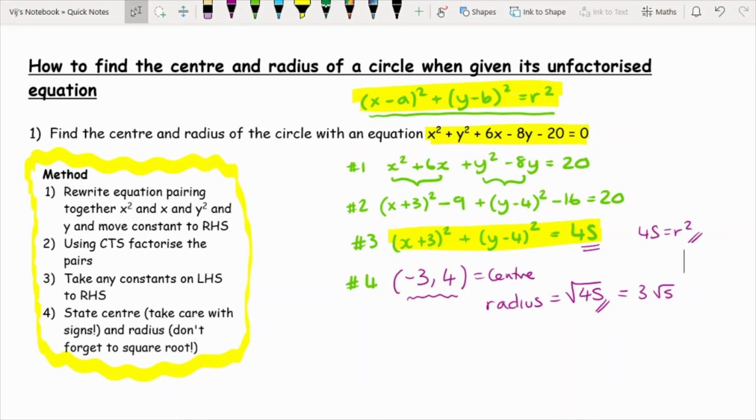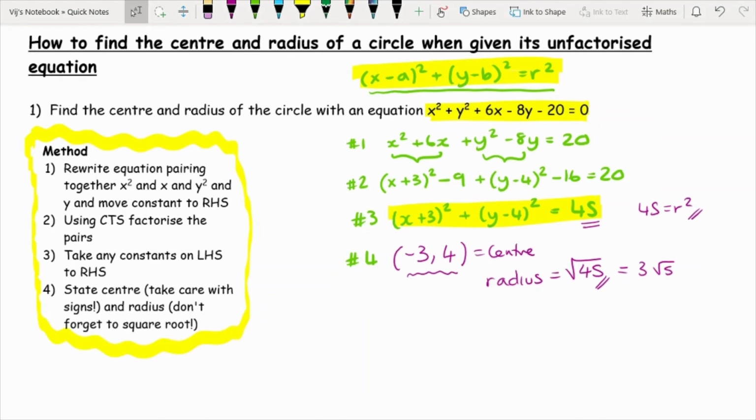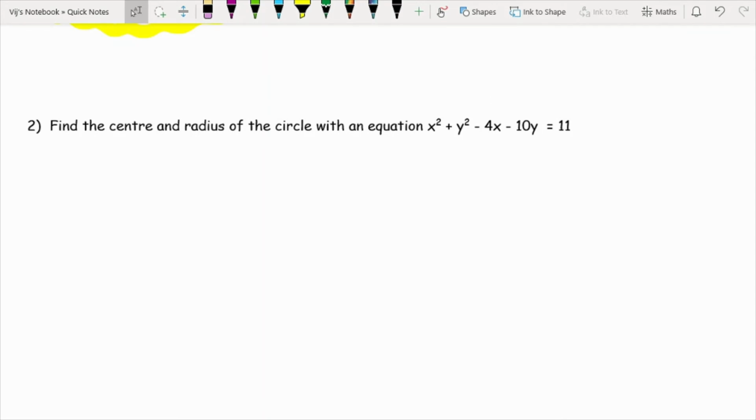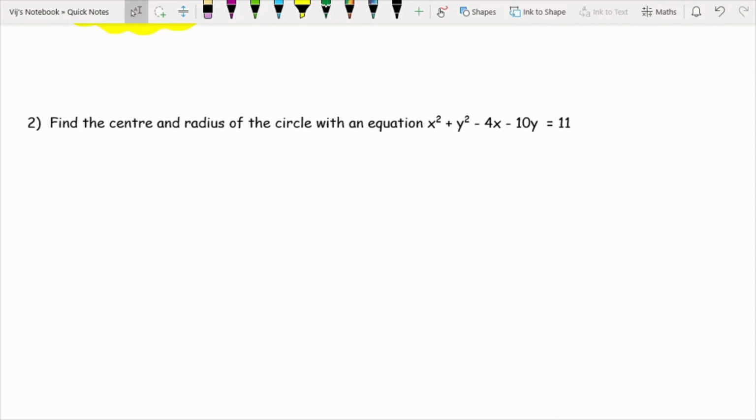So moving on to another example. Again, let's have a look at those steps. Going through the steps, we've got step 1, so let's pair this up. We've got x² − 4x + y² − 10y = 11. As you can see, the constant's already on the right hand side, which is a bit of a bonus.